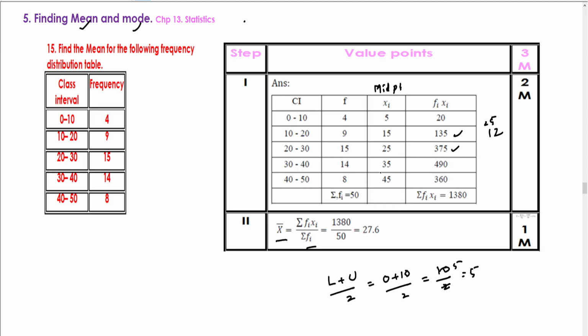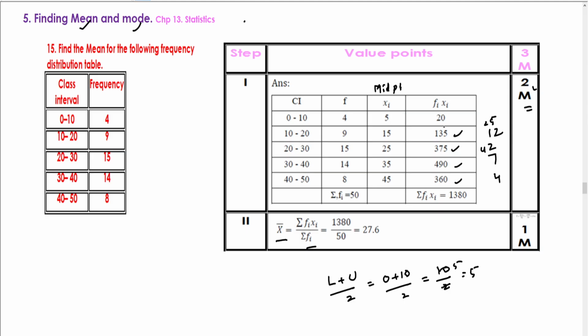And next one is 35 into 14. 14 fives are 70, write 0, carry 7. 14 threes are 42. 42 plus 7 is 49, so 490. 45 into 8, 8 fives are 40, carry 4. 8 fours are 32 plus 4 is 36. All products are correct. Be careful while taking the products, because for preparing this table correctly you will get 2 marks. And if you make any mistake, you will lose the marks.